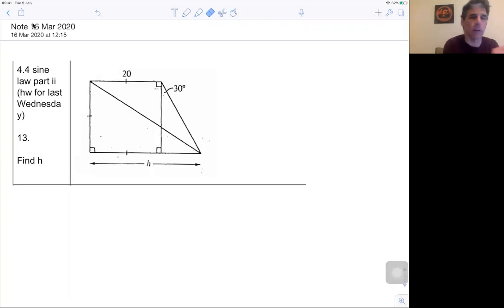What we're told is that there is a square figure here of side length 20, and someone's drawn a diagonal line, not a diagonal of the square, but a diagonal line, in such a way that it makes a 30 degree angle up here. So we've got a 30-degree angle there. We're asked to find the value of h.